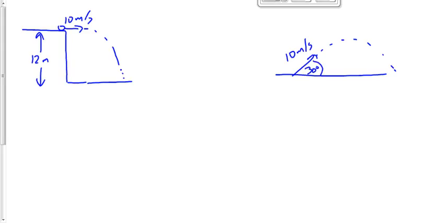We want to know how far both of them go. How far does this one go? How far does this one go? Well, we already solved this problem. That was our example a couple minutes ago, right? How do we do it? Well, we broke it up into x components and y components.